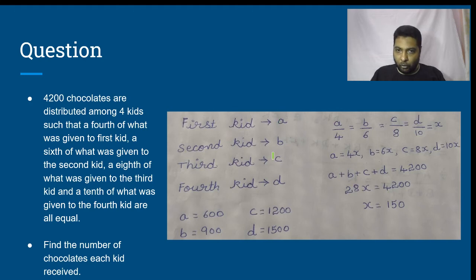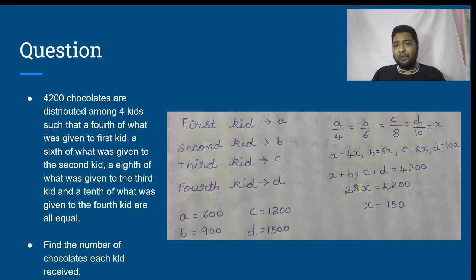We know that the total number of chocolates distributed is 4,200. That is A plus B plus C plus D is 4,200. 4x plus 6x plus 8x plus 10x is 4,200. That means 28x is 4,200. X is 4,200 divided by 28. How much is it, my friends? It is 150. X is 150.